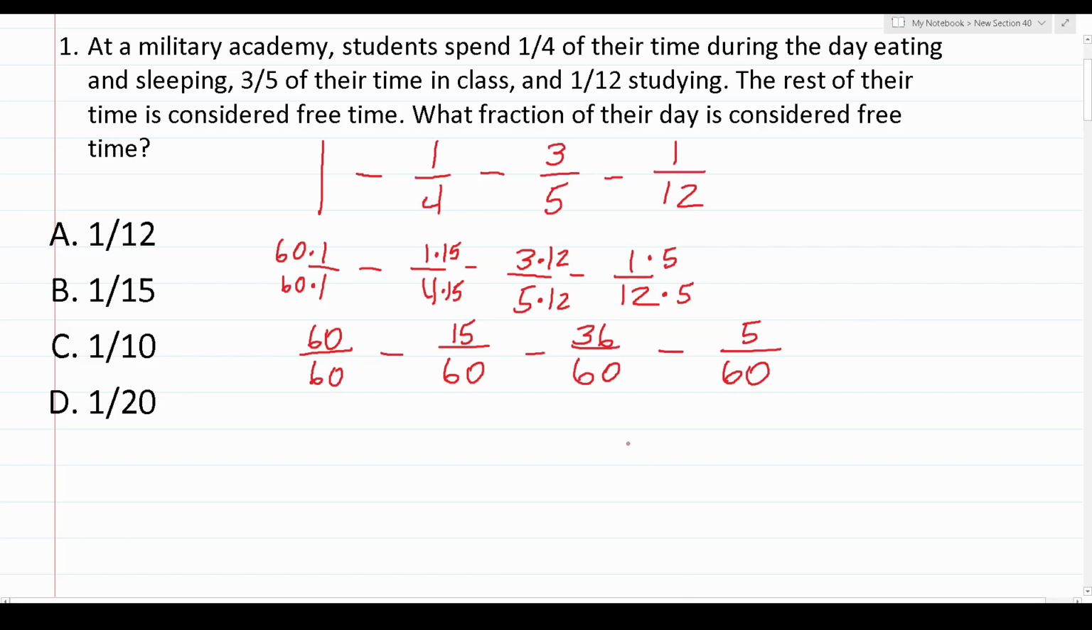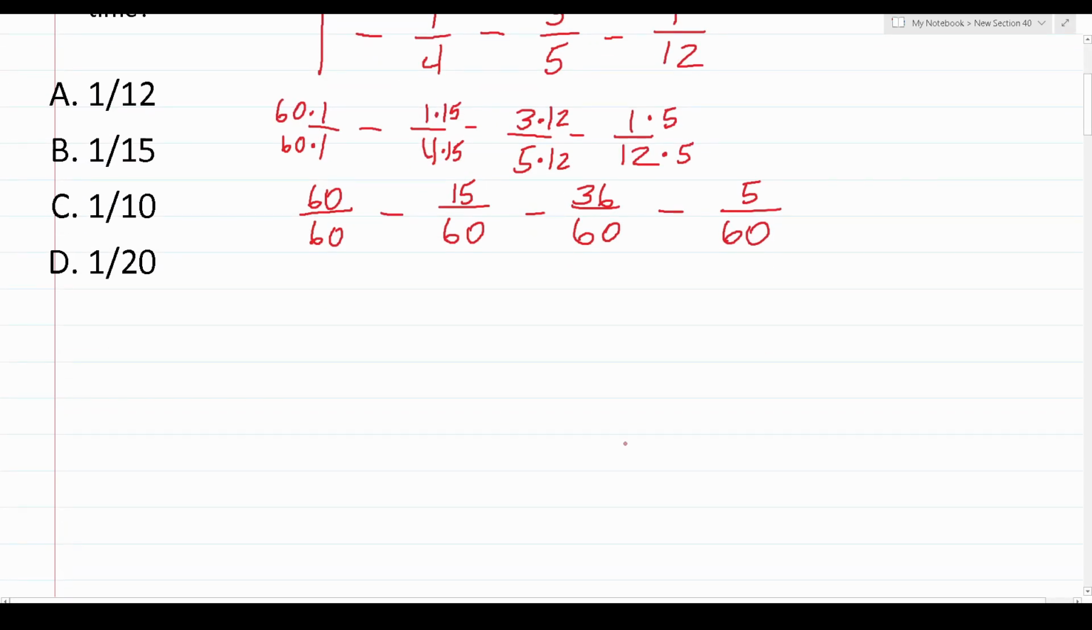All right. Now that we've rewritten these fractions such that they all have the same denominators, we can combine them into one big fraction like this. And it's all going to be over 60. We're going to have 60 minus 15 minus 36 minus 5. And what I'm going to do very quickly is combine these three numbers right here to make the math a little bit easier.